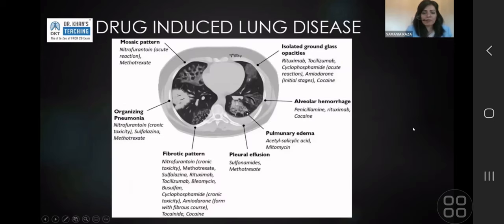I won't go into SLE and scleroderma because the thing to remember about them is they will present as NSIP. And obviously, for exam purposes, you look for a dilated esophagus and all that.